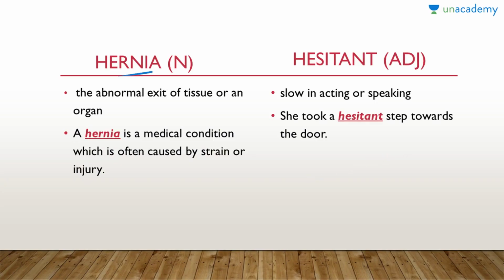Hernia is a noun, which means the abnormal exit of tissue or an organ. So in a sentence, it will read, a hernia is a medical condition which is often caused by strain or injury. Hesitant is an adjective, slow in acting or speaking. So in a sentence, it will read, she took a hesitant step towards the door.